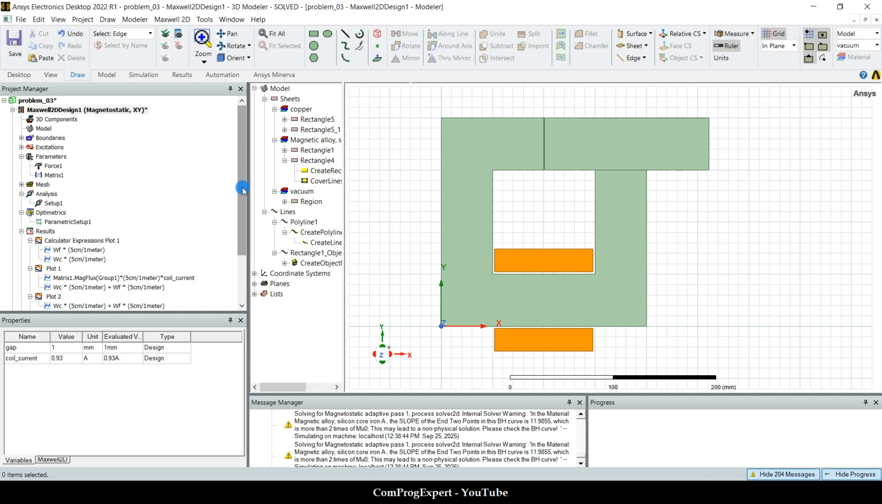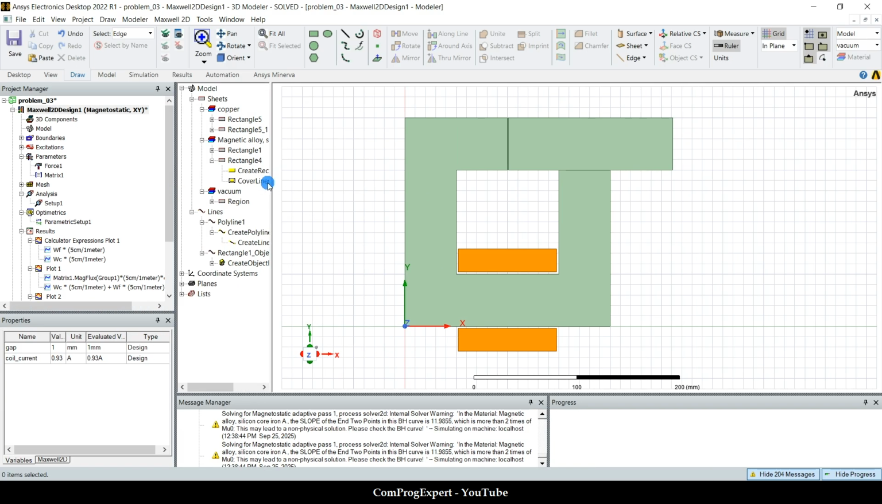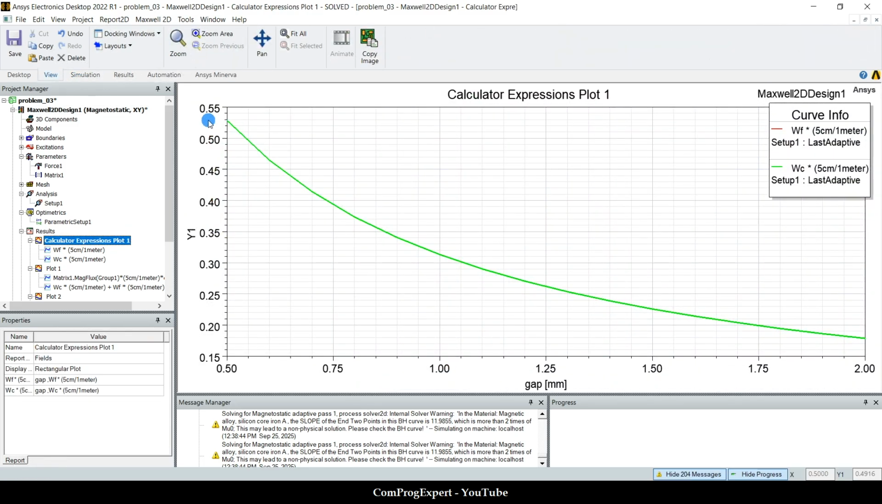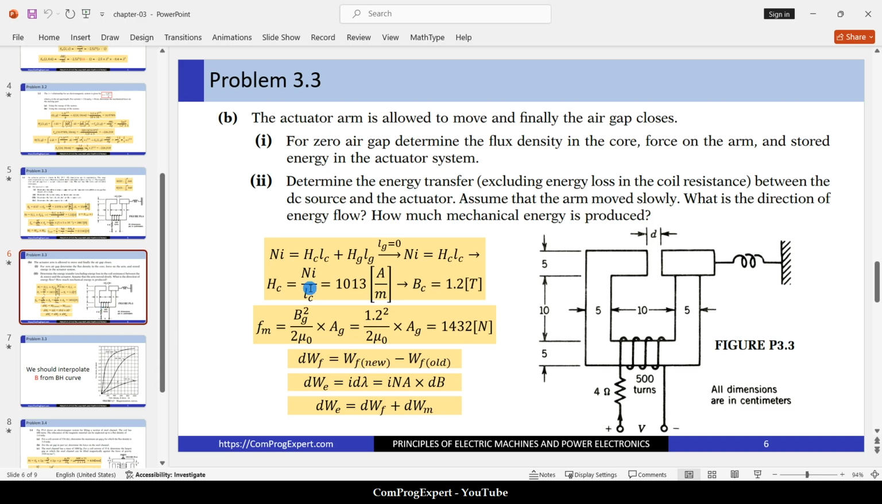So you can repeat this analysis. You can even calculate these energy and co-energy functions. You can export the BH curve of the material to MATLAB and calculate the area numerically and calculate the force. Okay, so anyway, I think it's enough for this video. You can repeat solving this problem and let's continue in the next video.